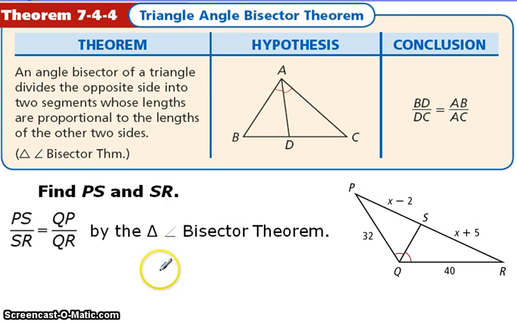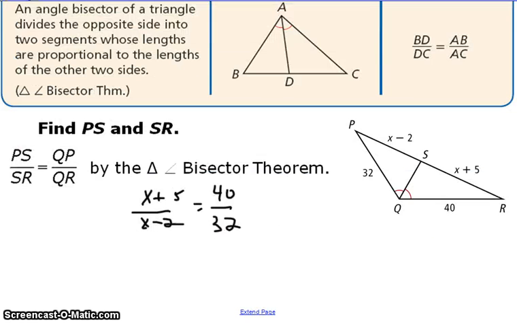Let's go ahead and jump right into it. Alright, so here we go. We're going to say x plus 5 is to x minus 2. So this is to this as this is to this, which will be 40 is to 32. And I'm just going to reduce this over here before we really get started on the problem to help us out a little bit. So I'm going to say, let's take an 8 out of that. So actually I'll have 5 over 4 is equal to x plus 5 over x minus 2.